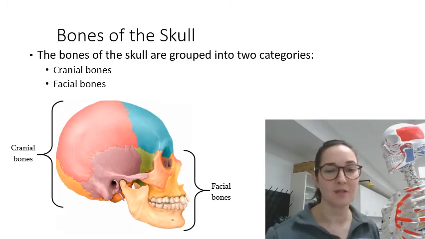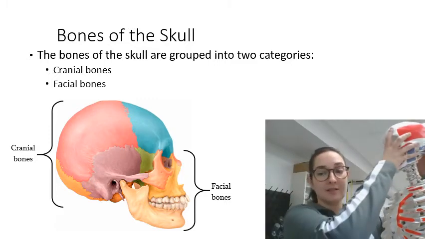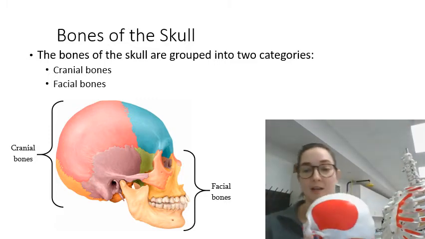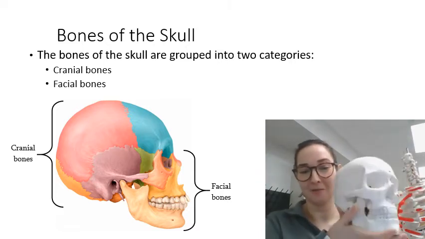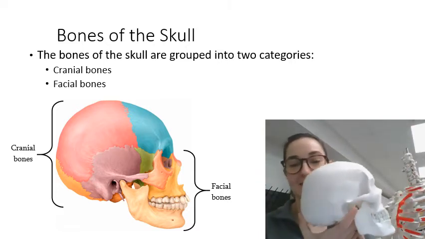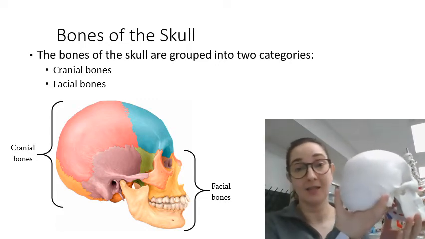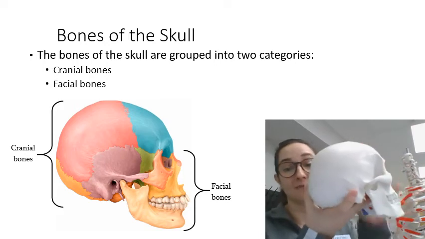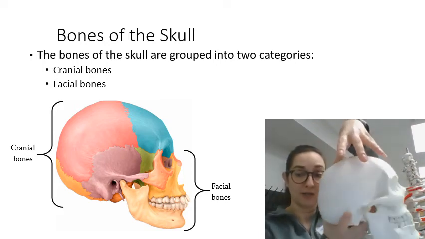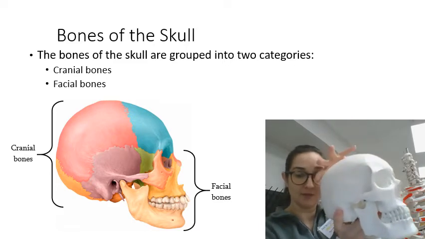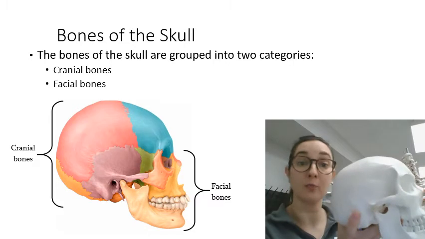All right, so bones of the skull here. So we'll start by looking at, I'm just going to take this off because that's going to be easier. So bones of the skull. So if we're looking at the skull here, we can divide the skull into being the bones of the face, so facial bones, and then cranial bones, which are the ones that are holding the cranium or the part of the brain case together. So cranial bones versus facial bones.